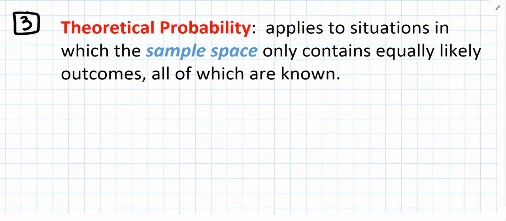Okay, here is the next idea. The other type of probability that we're going to talk about is called theoretical probability. That applies to situations in which the sample space only contains equally likely outcomes, all of which are known. You don't really have to know that per se, but you have to know the difference between theoretical and empirical. Empirical is based off data. Theoretical is based off a sample space in which we can talk about the future, or the probability of something happening that hasn't happened yet.